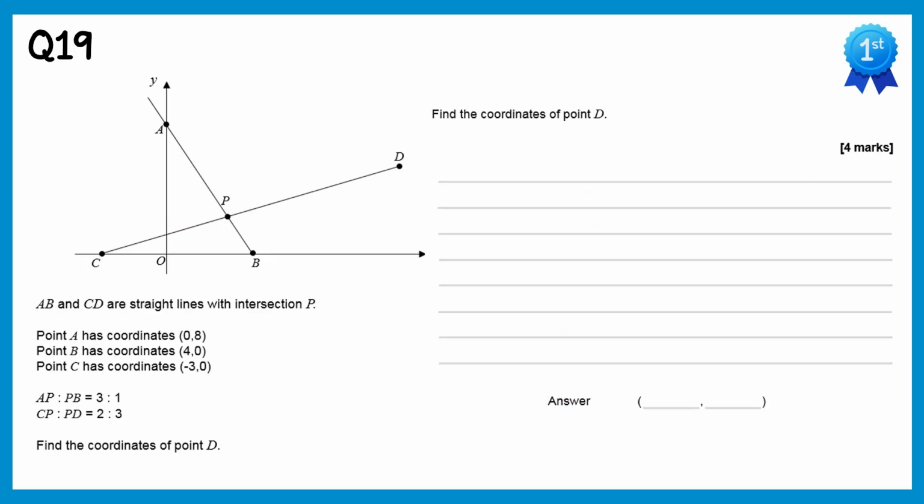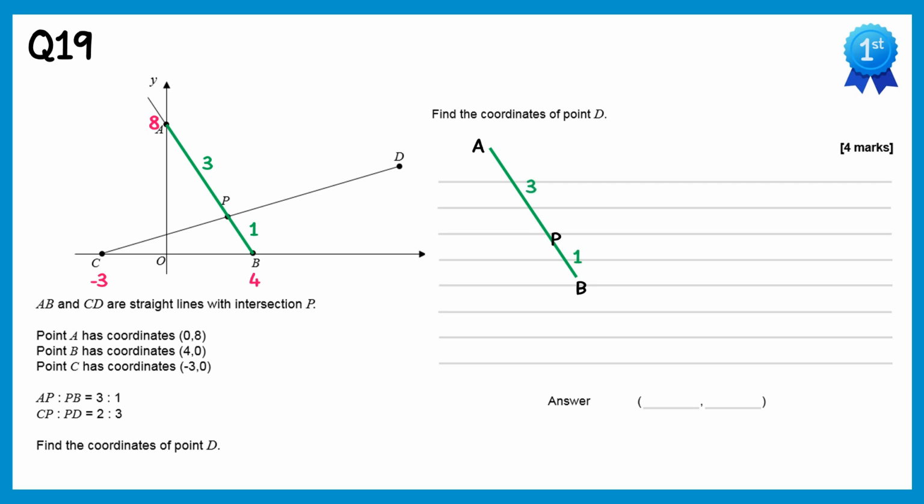To start this question, we're going to label on the coordinate information we're given. A is at 0, 8, so this is an 8 here, B is at 4, 0, so this is a 4, and C is at negative 3, 0, so this is a negative 3. If we look at the line AB in more detail, we're told in the question that AP to PB is in the ratio 3 to 1. This means if we drew the line AB, point P is on the line such that AP to PB is in the ratio 3 to 1.